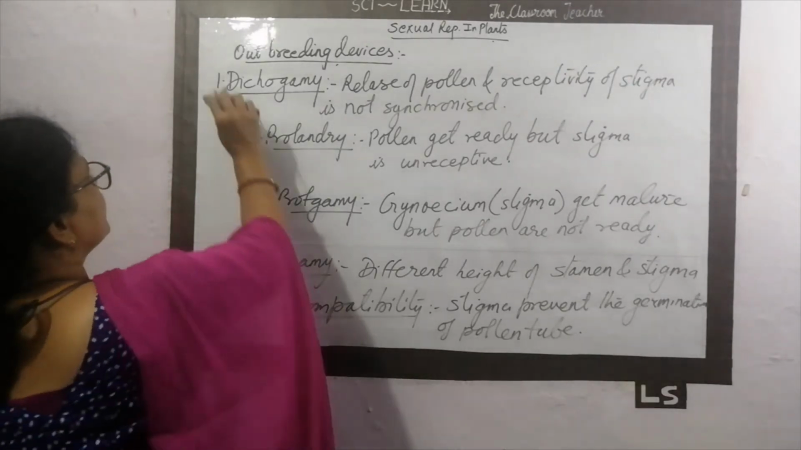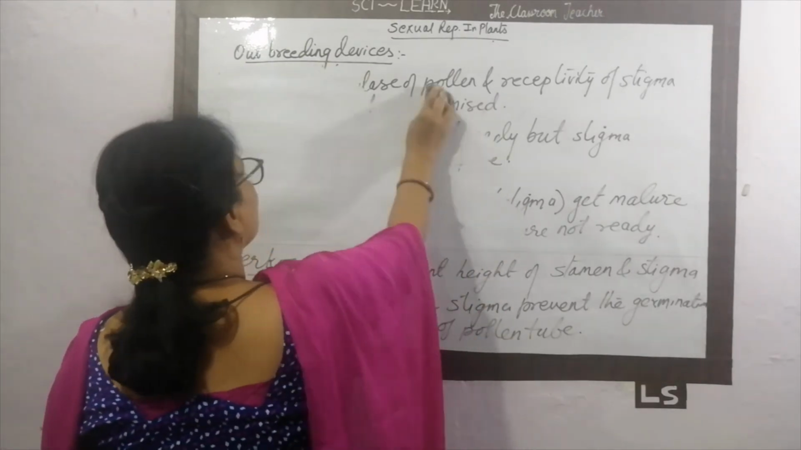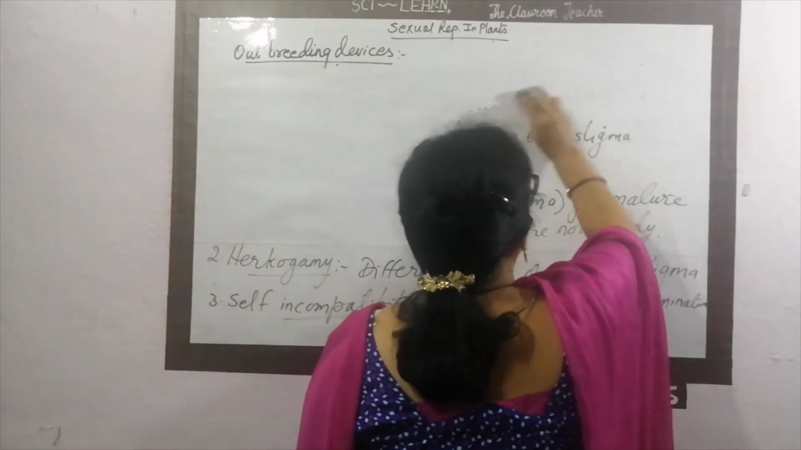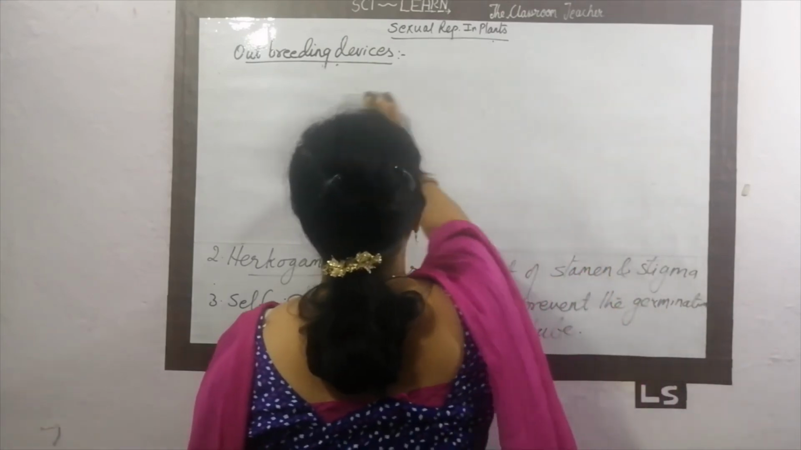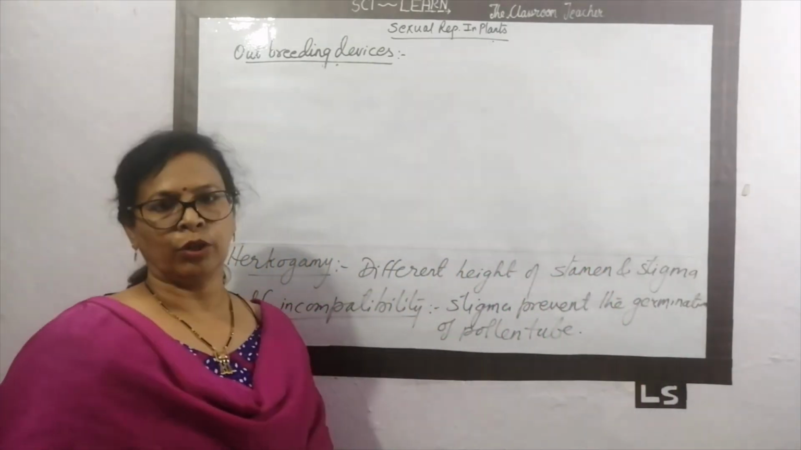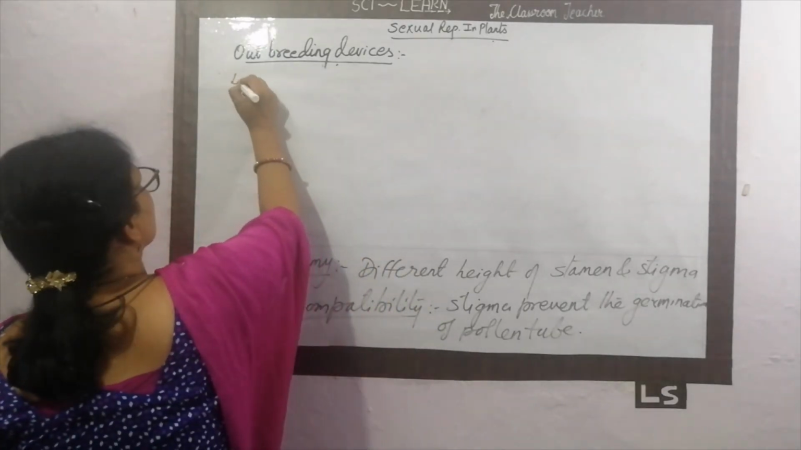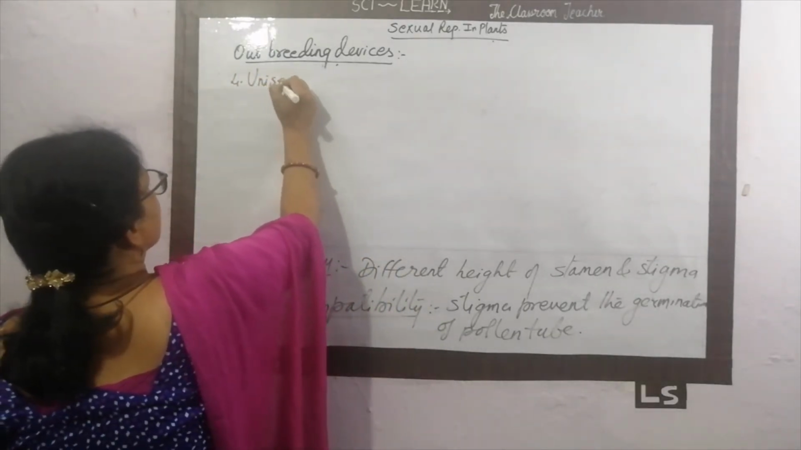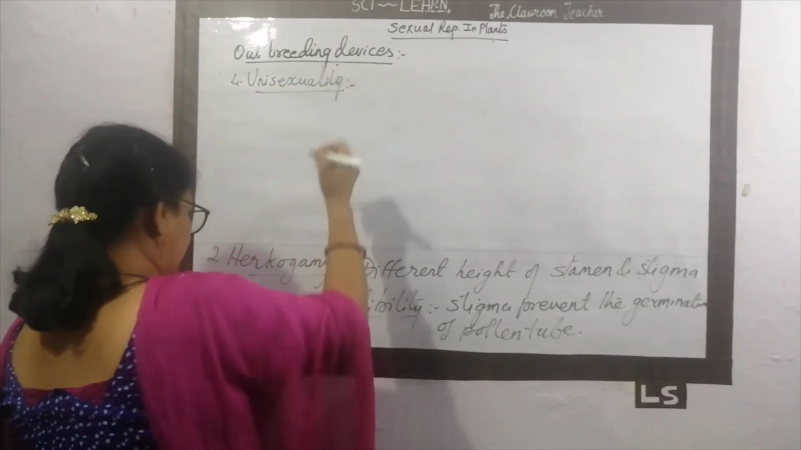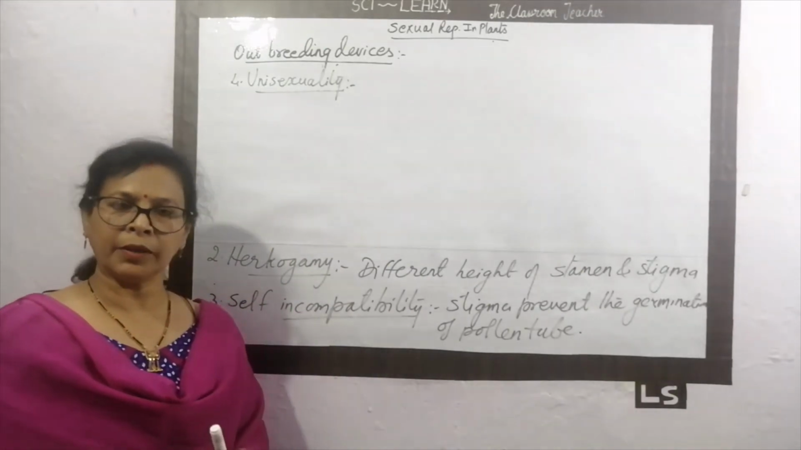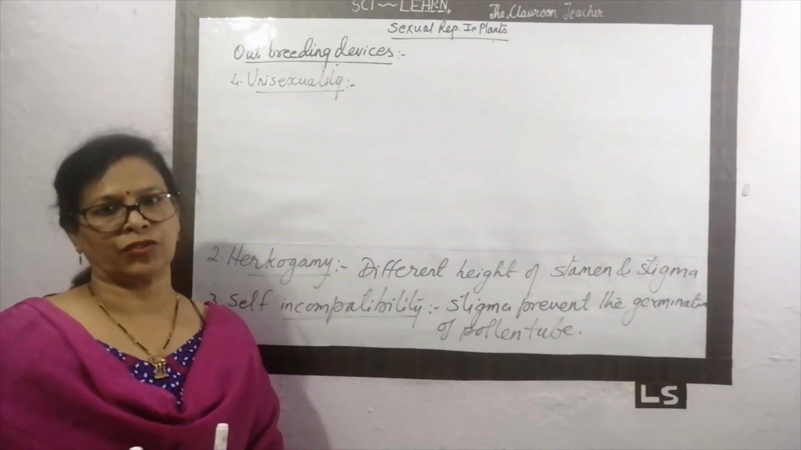One more way is there, that is called unisexuality. There are two types of flower. One is called hermaphrodite, that is the bisexual flower, and the second is called the unisexual flower. The fourth outbreeding device is unisexuality. It is very clear by the name. It means the plant produces unisexual flowers instead of bisexual flowers.